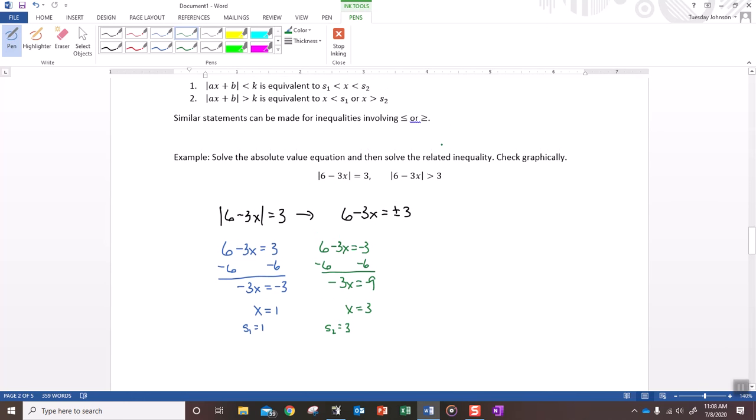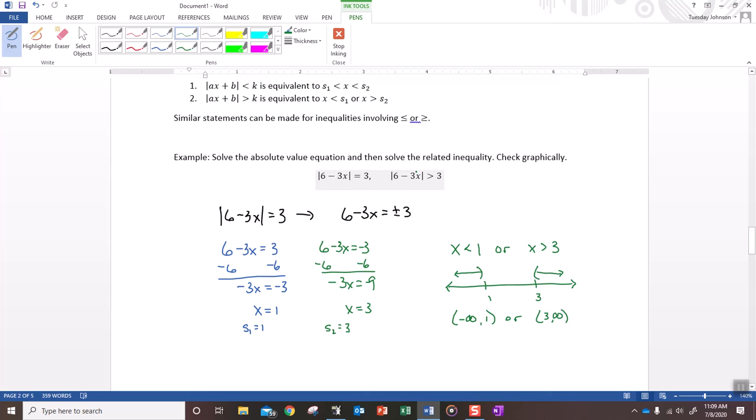Now we want to look at greater than 3. If we're looking at greater than 3, the absolute value inequality with greater than tells us our solution will be outside of the values. So my answer will be x is less than 1 or x is greater than 3. In inequality notation, we take this number line, 1, 3, x is greater than 3, x is less than 1. We can write this in interval notation as negative infinity to 1 or 3 to infinity.